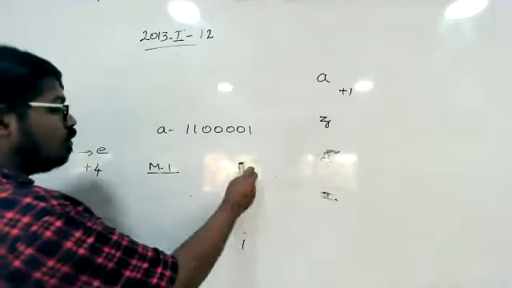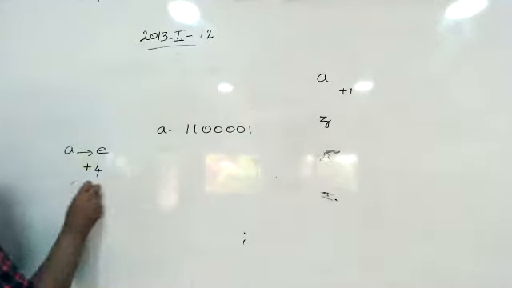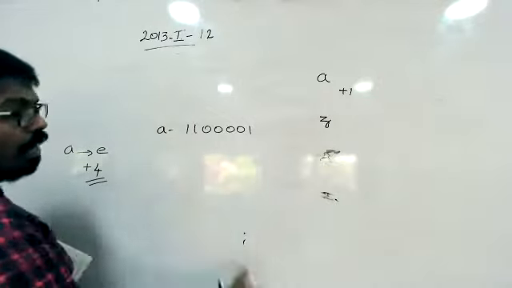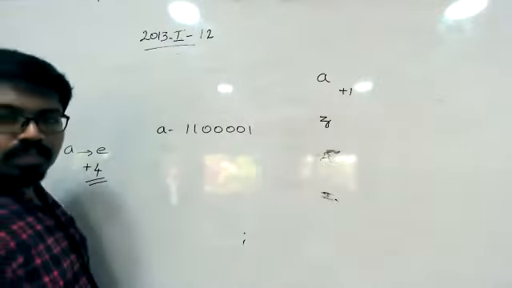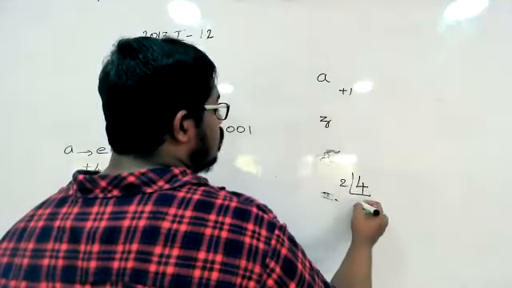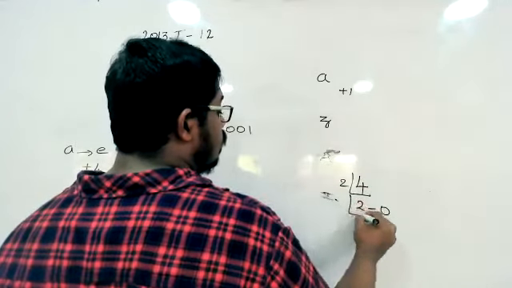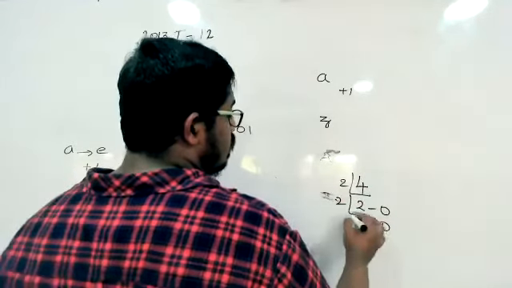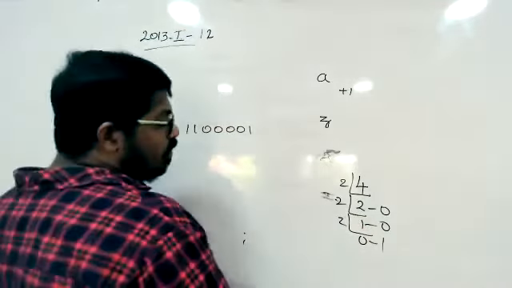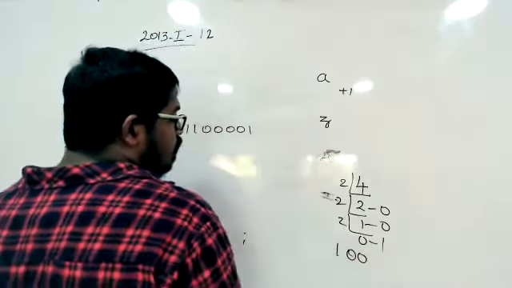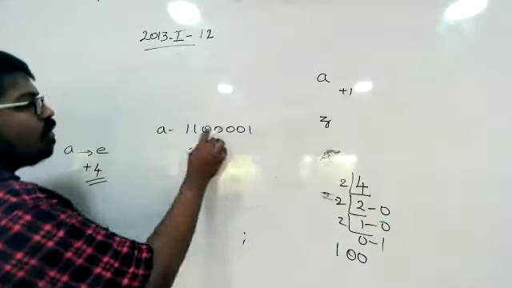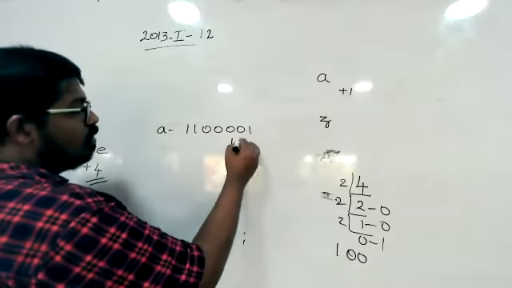So what I am going to do is add the decimal value 4 with this binary number. In this case, 4 will be divided by 2, it is 2, 0. 1 0 0. So now I got the binary equivalent of the decimal number 4. I have to add it with this one. So 1 0 0.